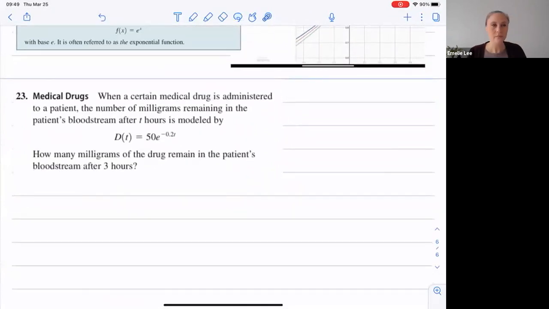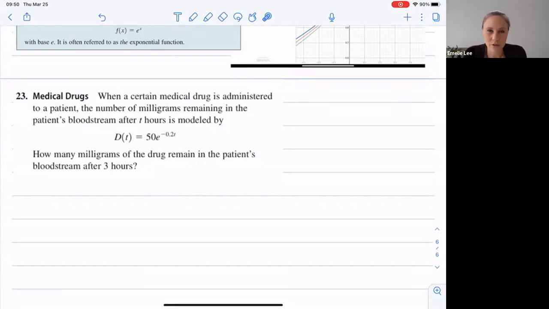So when a certain medical drug, and this is the case for drugs, of course. It's also the case for radioactive materials, anything that kind of decays over time. Even things like plastic, right? It's going to decay. It's going to be really, really slow, but it'll have some sort of decay model, right? As well as other things that will have growth models, but in this case, we're talking about drugs.